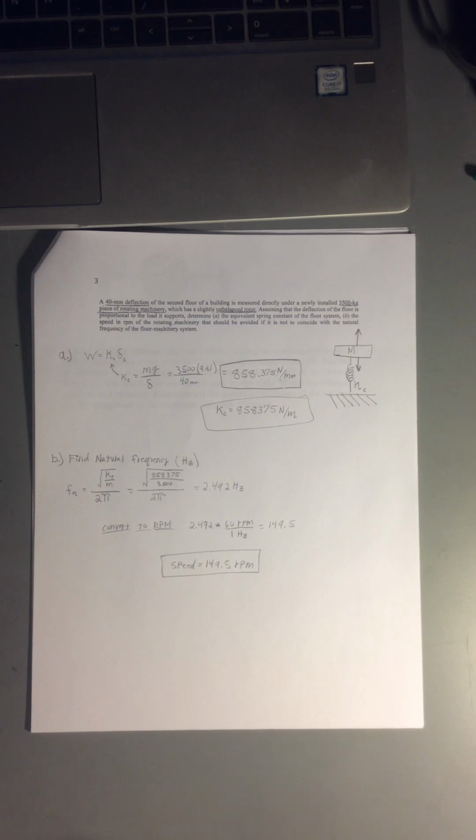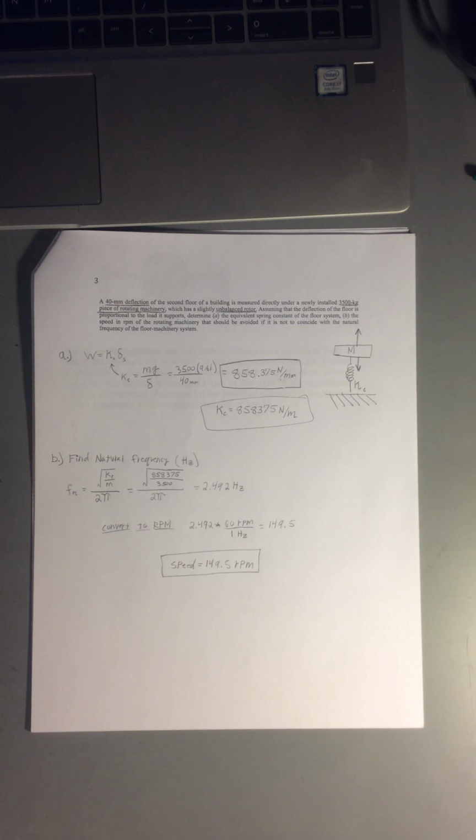The second part of this problem wants us to find the speed in RPM of the rotating machinery so it can avoid the natural frequency. Basically, if something resonates at the natural frequency, it will amplify and could cause damage to the building, so we obviously want to avoid that.